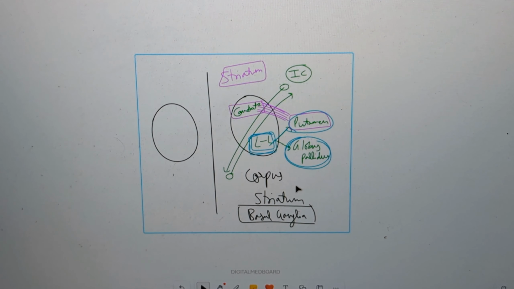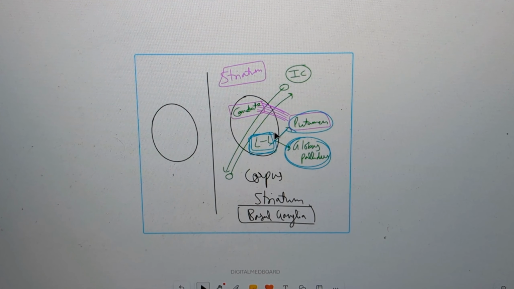The corpus striatum is also known as basal ganglia, which refers to a key developmental structure in the brain. During brain development, the corpus striatum appears as a single structure. However, the development of the internal capsule, which is a projection fiber connecting the higher brain center to the lower brain center, divides it into 2 parts.